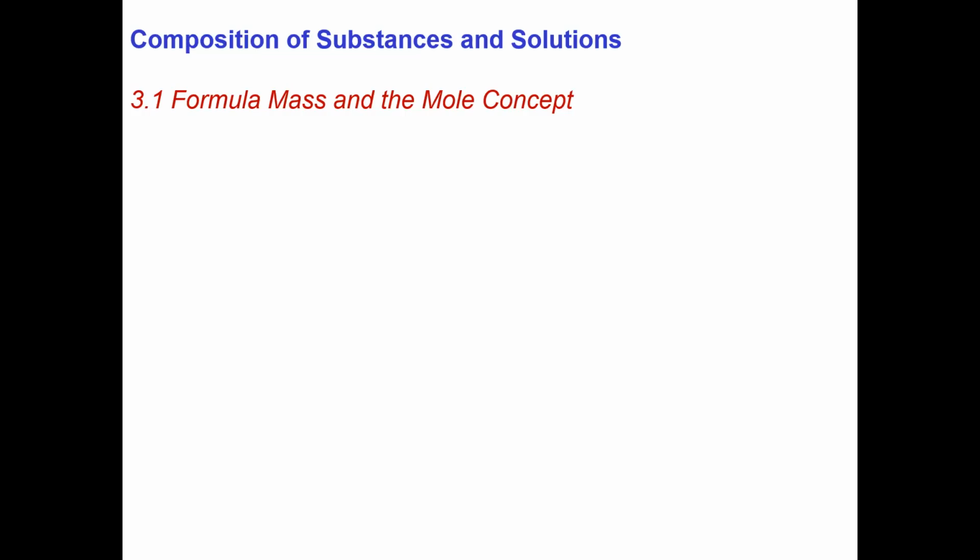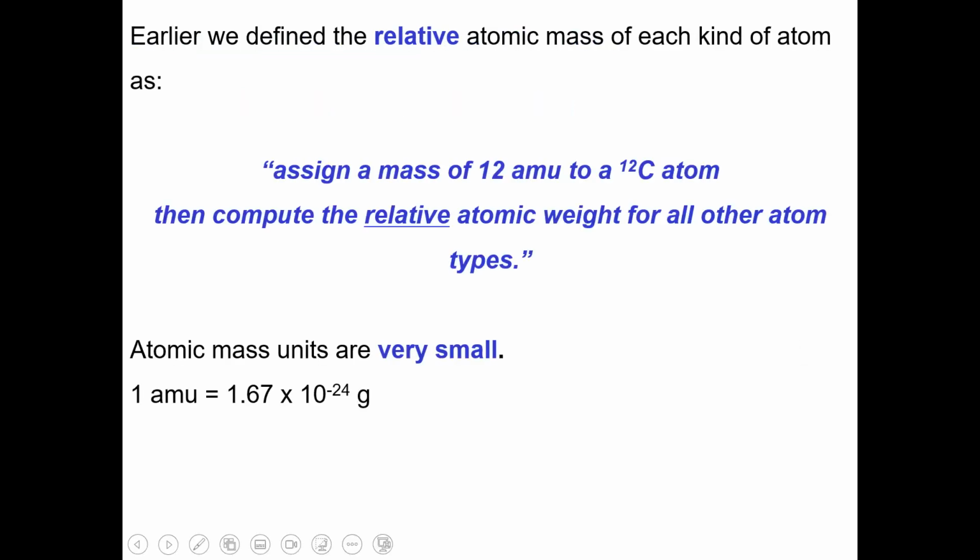In section 3.1, we learn how to calculate the formula mass for a compound, and we develop the concept of the mole. So earlier we defined the relative atomic mass of every kind of atom that's in the periodic table. How we did this was to assign a mass of exactly 12 AMU to a carbon-12 atom, by definition, and then we calculated the relative atomic weight for every other atom that's in the periodic table.